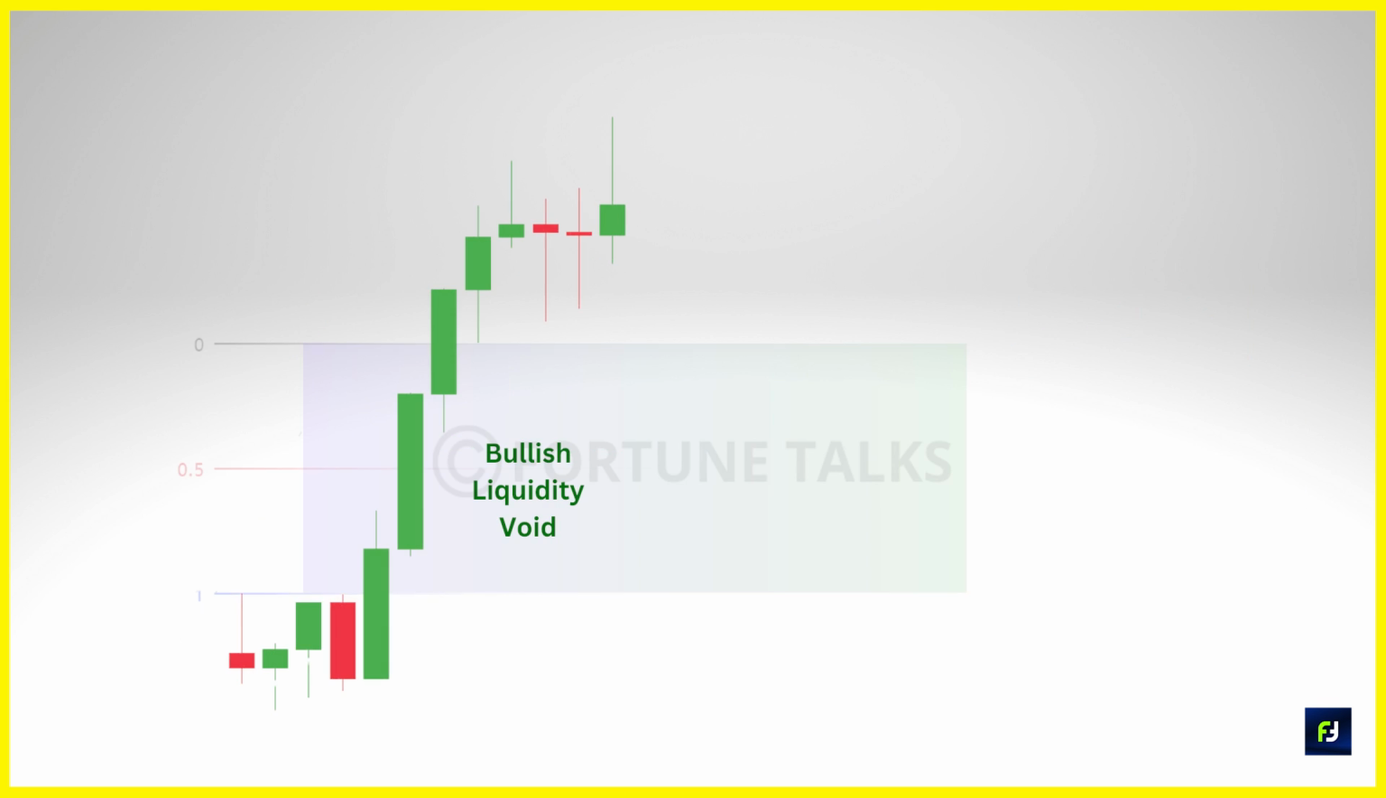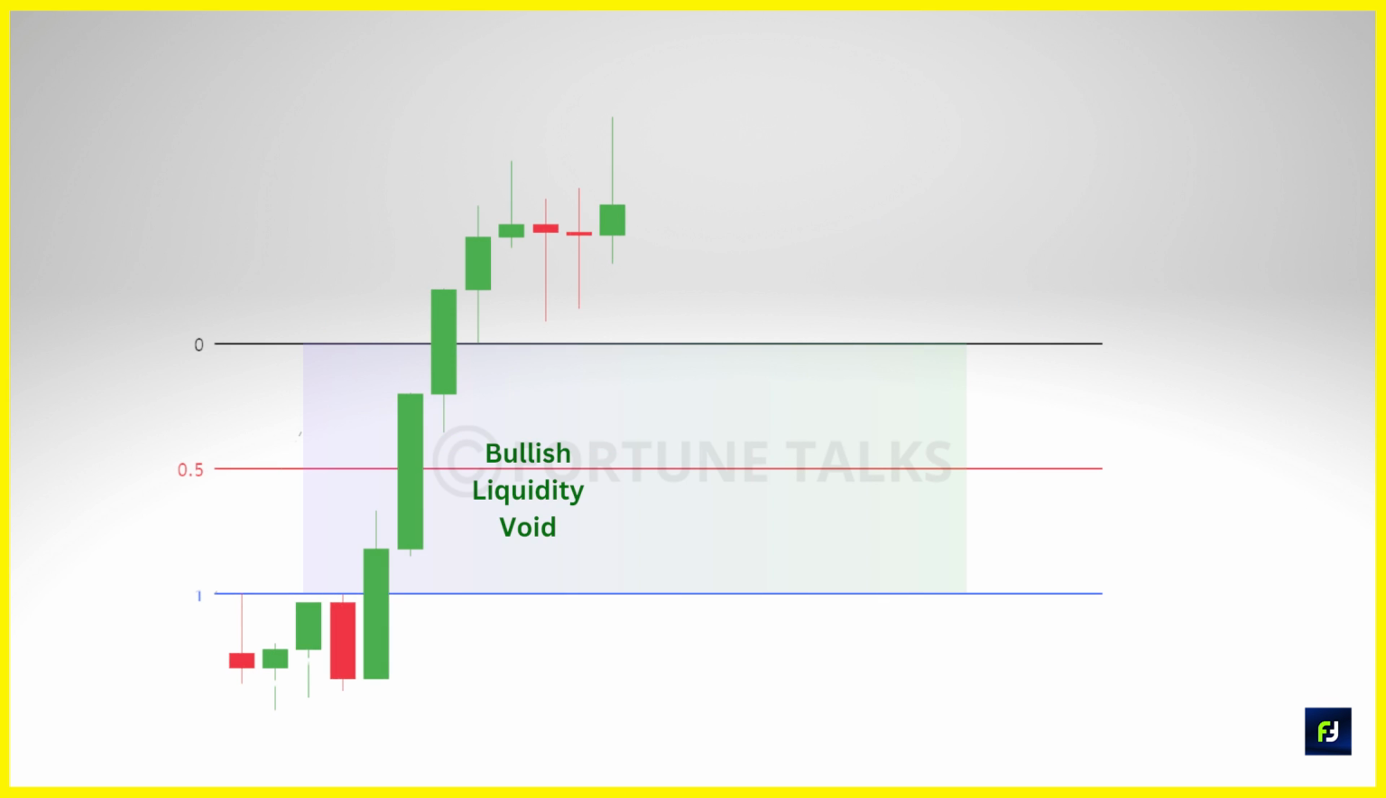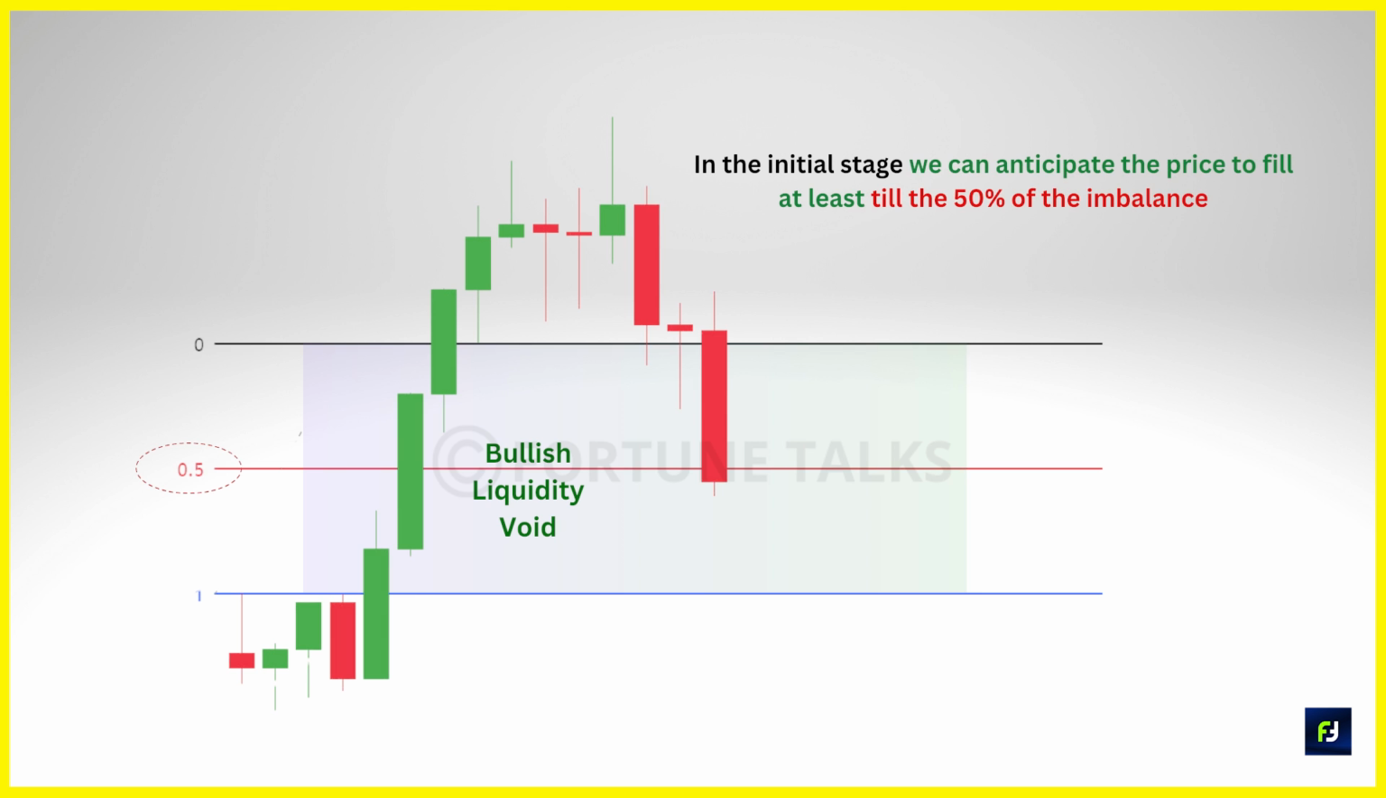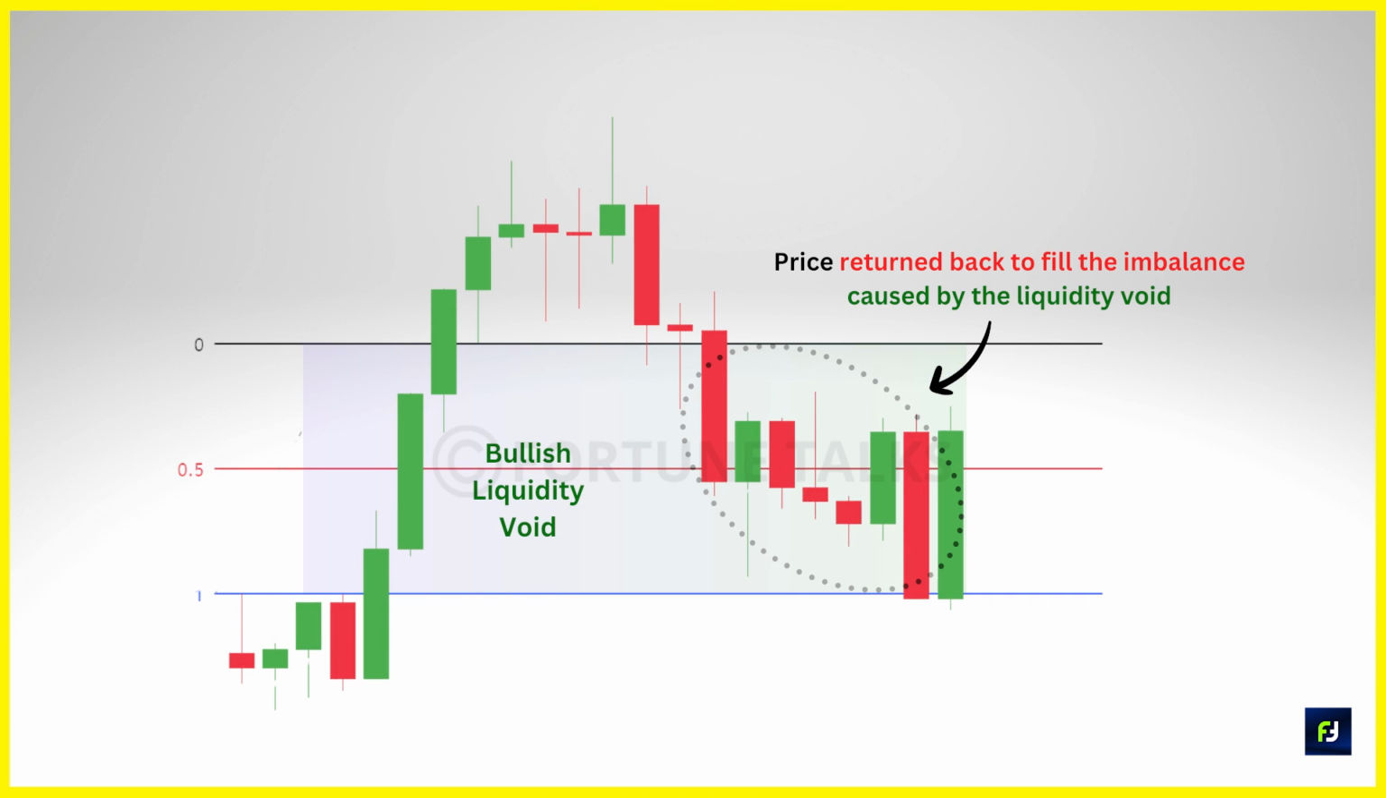If we draw a Fibonacci retracement containing only the 0%, 50% and 100% levels connecting the high and low of the liquidity void, then we can anticipate the price to fill at least till the 50% of the imbalance in the first stage. Eventually, the price will fill the void entirely. You can take a look at this example to see how the buy-side imbalance was completely filled over the course of time.